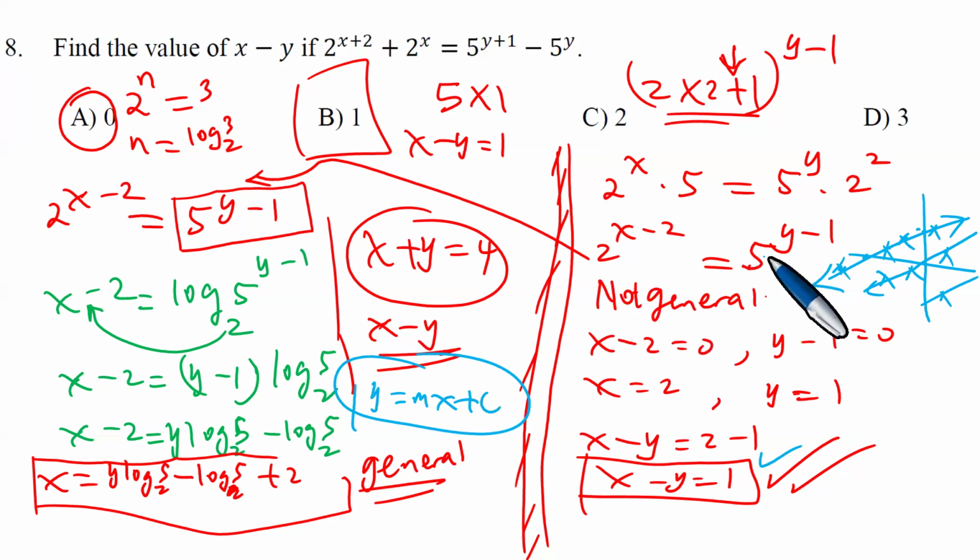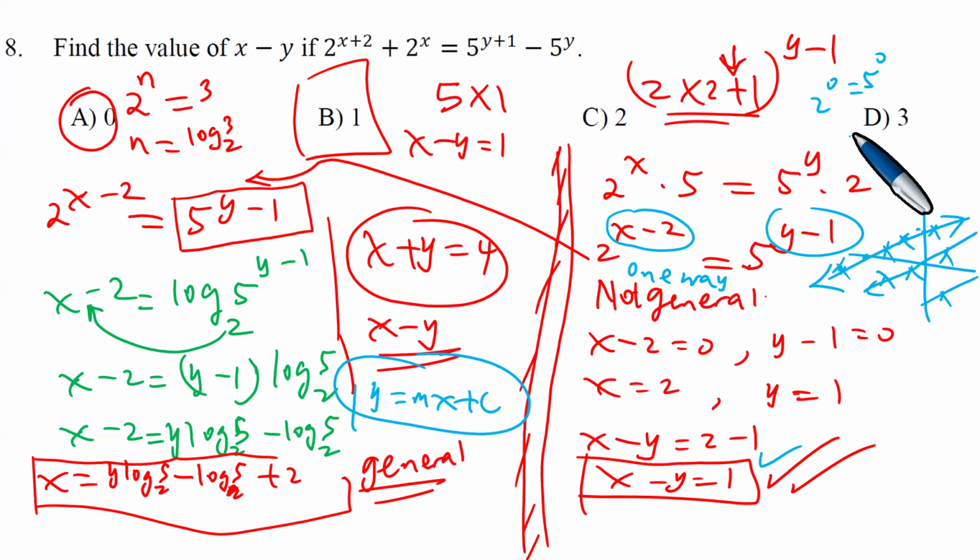The only way, perhaps obviously not the only way, but one way. In other words, there is one solution. One solution exists when both the tops are 0, because what is 2 to the power 0? 2 to the power 0 must be 5 to the power 0, because 2 to the power 0 is 1, and 5 to the power 0 is what? It's also 1.